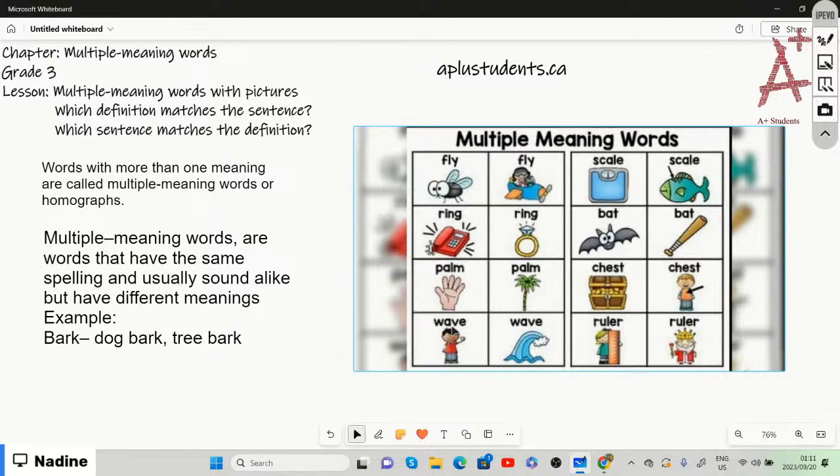And then the same with wave and wave. So the one wave is where this little boy is waving. It's either you're saying hi or you're saying goodbye. That is waving. And then also another wave is when we go to the beach. We go to the ocean, to the sea.